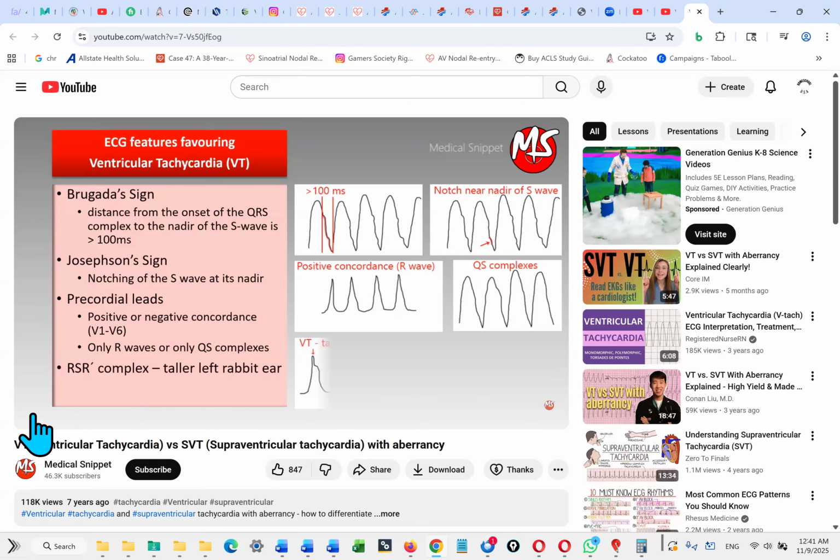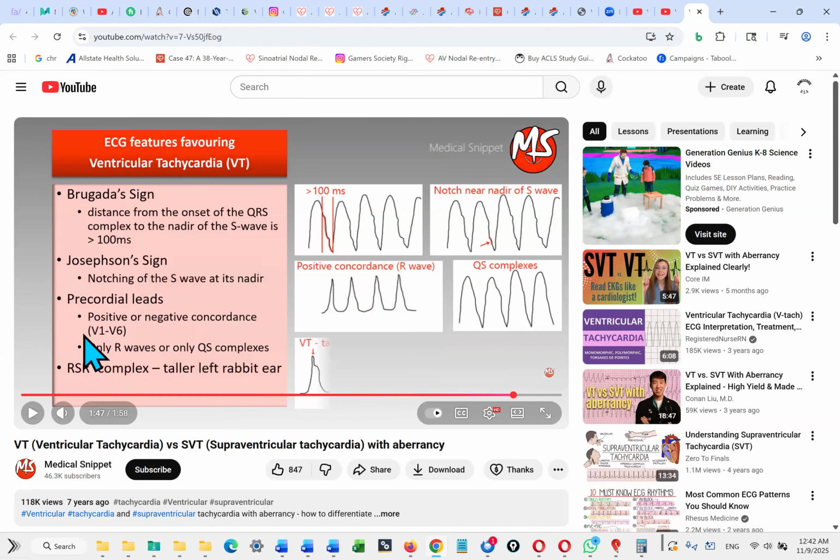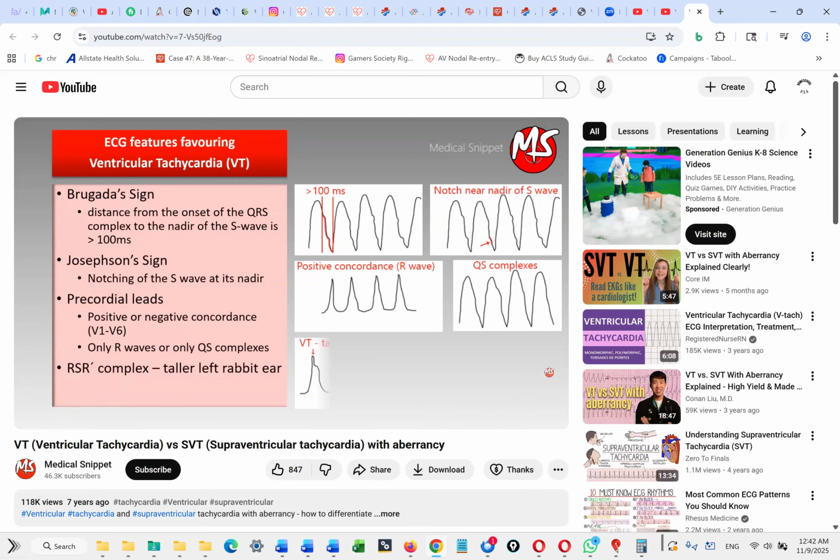But what do they mean with SVT with aberrancy? Does that just mean all the other types of diagnosis basically? SVT with aberrancy, that looks different. It doesn't look like this. It basically means like RBBB or LBBB with SVT, any kind of tachycardia. Let's bring up an example here.